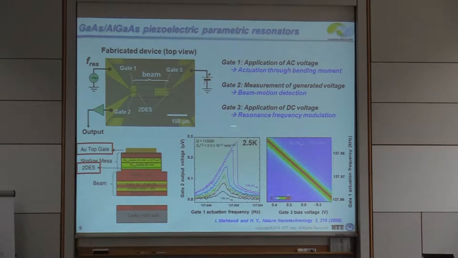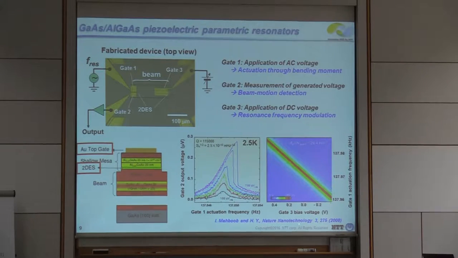This is a mechanical response. When you apply the AC voltage to gate one, sweeping the frequency and detecting at the same frequency at gate two, you can see this kind of response. Here you have a Lorentzian shape corresponding to the linear regime. If you increase the amplitude, you see this kind of discontinuous transition, which corresponds to the so-called Duffing nonlinearity. But I won't go into the detail. The point is that you can clearly confirm the mechanical motions by using purely electromechanical transduction.